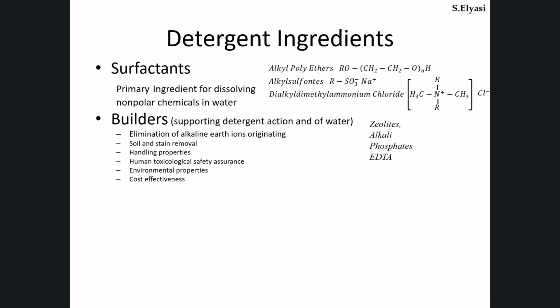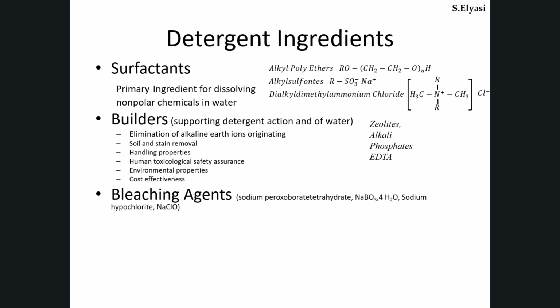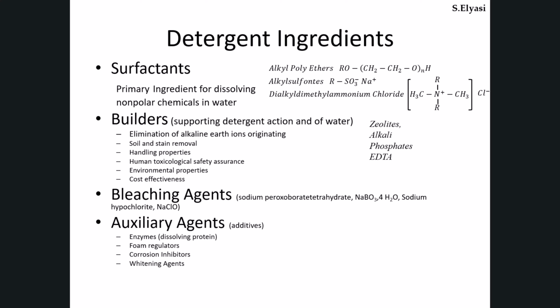Phosphates were highly effective builders, but their use has been restricted in many regions due to environmental impacts such as eutrophication. Oxidizing agents, such as peroxyborates or hypochlorite, can be added for whitening and stain removal. Auxiliary additives are used for specific conditions. For example, enzymes such as proteases help remove protein-based stains. Foam regulators control foaming in machine washing. Corrosion inhibitors protect machine washing components. Optical brighteners may appear as small colored particles in powder detergents and improve perceived whiteness.